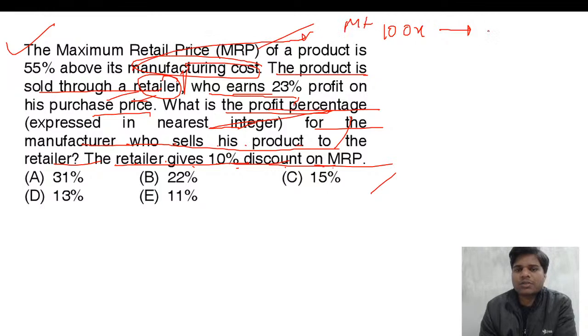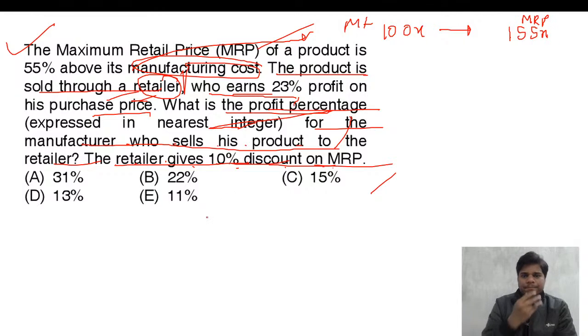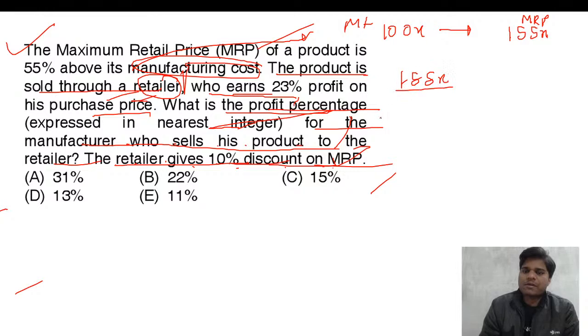The manufacturer bears this cost, and he makes this MRP. The product is sold through a retailer who earns 23% profit. But one more thing is there: the retailer gives a 10% discount on MRP. So this is MRP, and the retailer gives a 10% discount.